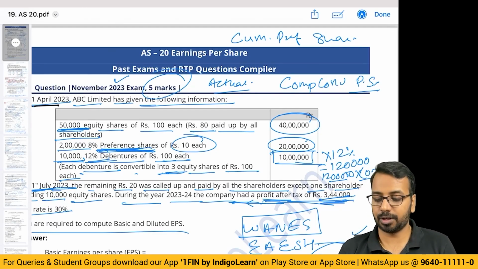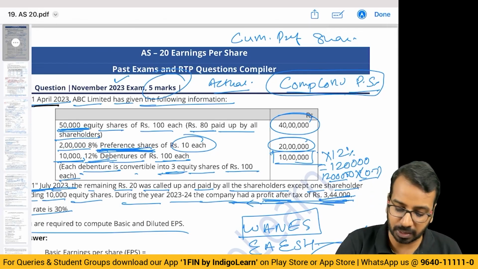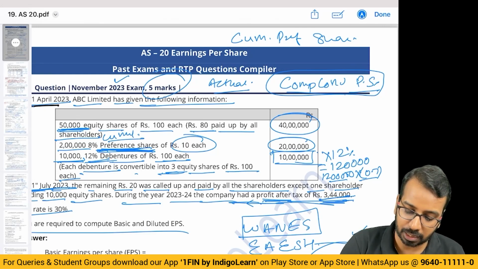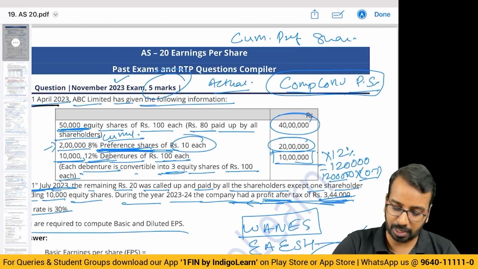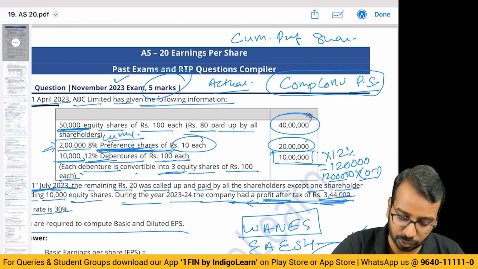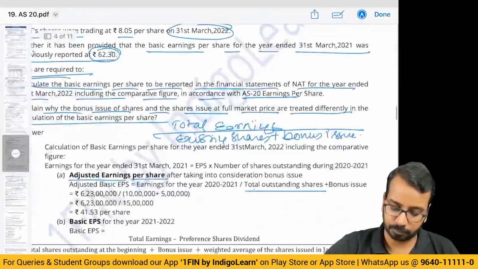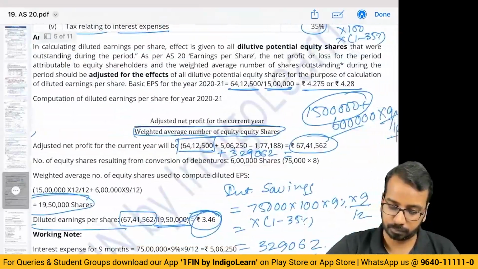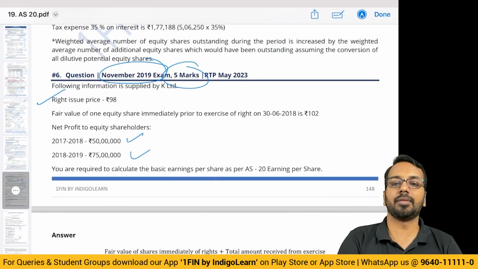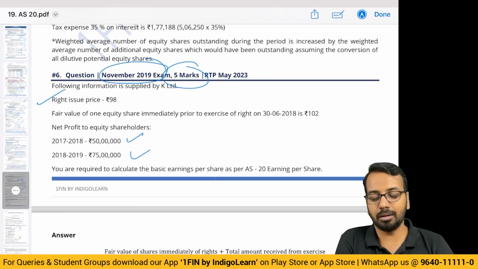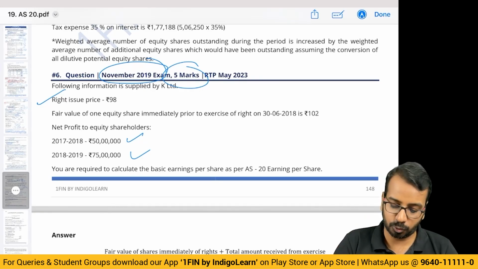Compulsorily convertible preference shares. Now, I cannot say that this is a cumulative preference share. I have to specify that this is cumulative. Otherwise, how will I know whether it is cumulative or not cumulative? Anyways, by looking at the past two questions, we can assume that it is cumulative and accordingly solve the question. Because think of it, if I am not declaring dividend and it is a non-cumulative preference share, then there is no liability on my side to pay the preference shareholders. So that is the logic.